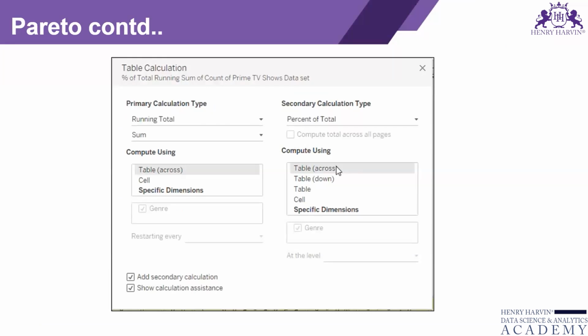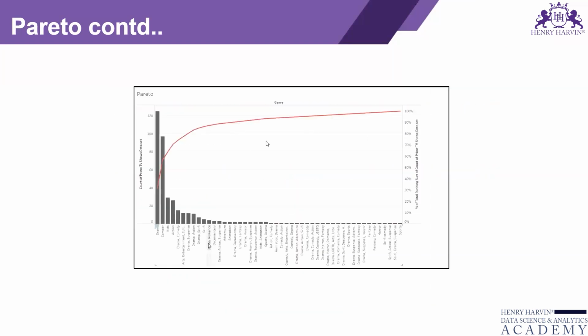Now here is where we use something called a quick table calculation. First, try to understand the usage of this Pareto chart. Here, what they have done is they have plotted the count of the Prime TV shows data set for each of the different genres, drama, comedy, kids, the number of views and the total number of running sum of count of Prime TV show data set.